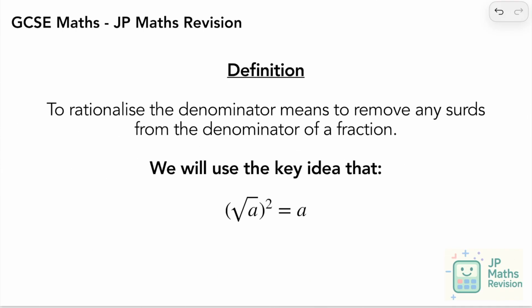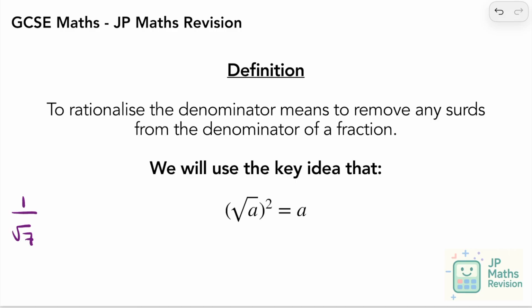A quick definition before we get started. To rationalise the denominator means to remove any surds from the denominator of a fraction. Mathematicians are really fussy people, and they think it's really disgusting, really ugly, if we have a surd on the denominator of a fraction. For example, 1 over the square root of 7 is not acceptable.